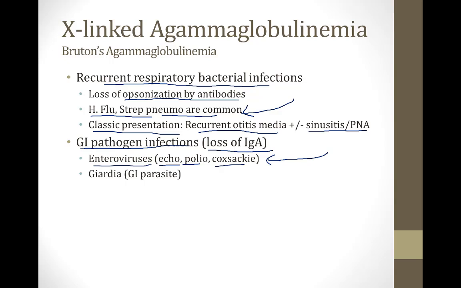These children can also get severe infections with Giardia. Giardia is a GI parasite, and you can just remember that it ends in the letter A for IgA. You really need IgA in order to clear Giardia, and as we will see in a number of these disorders, when you're missing IgA, recurrent and severe giardiasis is a serious problem.